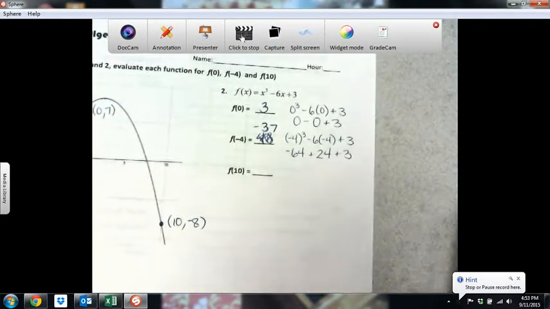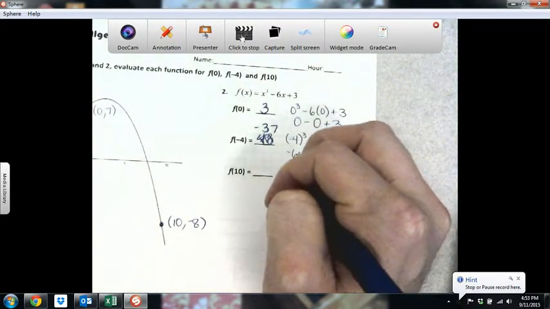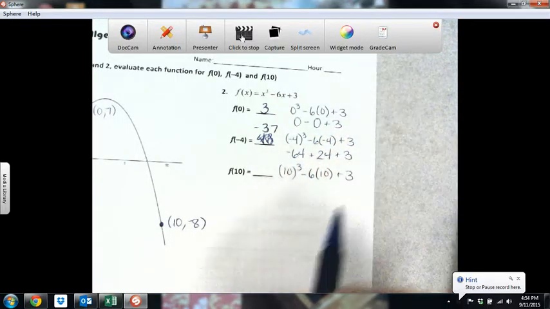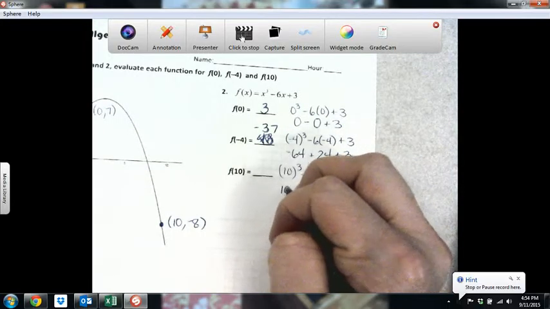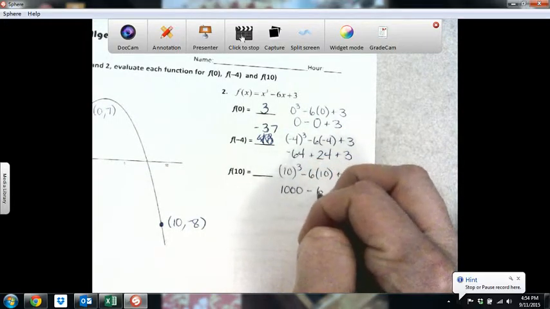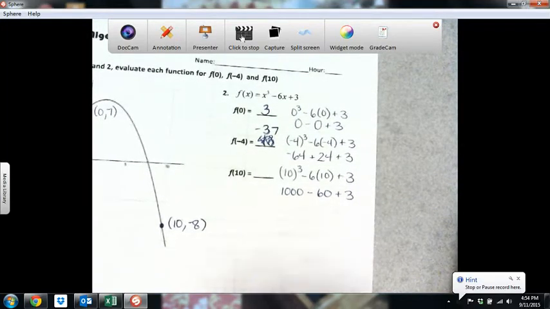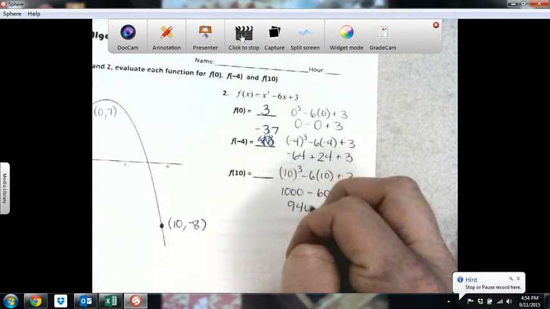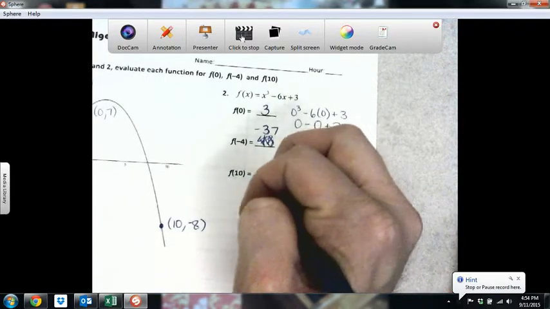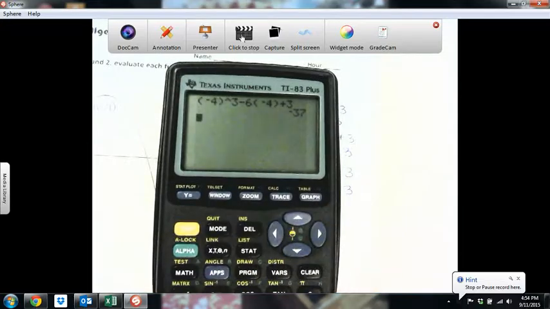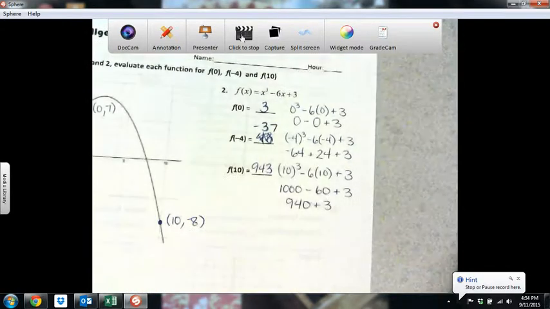And then on this last one, I've got 10 to the third power minus 6 times 10 plus 3. 10 to the third power is 1,000 minus 6 times 10 is 60 plus 3. So 1,000 minus 60 is going to be 940 plus 3, or 943. Again, you're welcome to check that in the calculator. So 10 to the third power minus 6 times 10 plus 3 gives me the 943 that we were expecting.